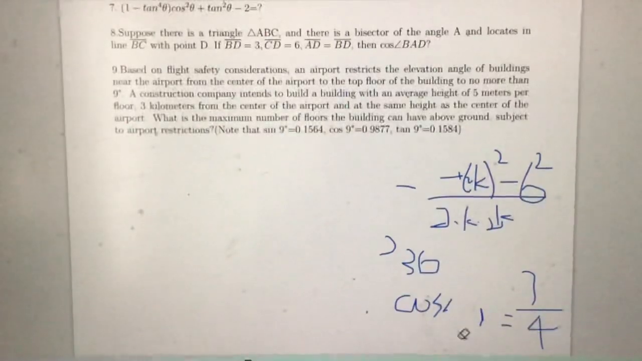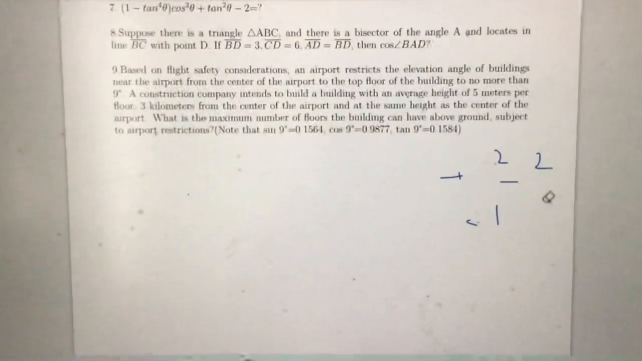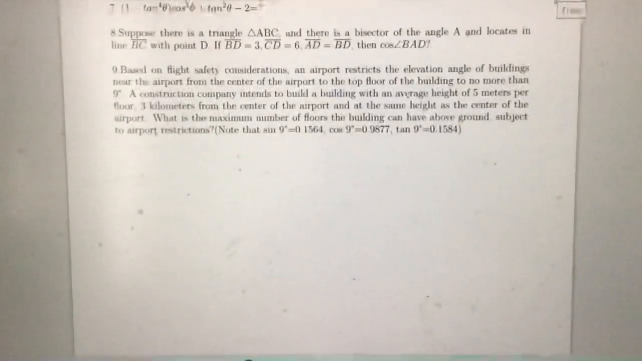Okay, next one is problem 9. So we, based on flight safety consideration, the airport restricts the elevation angle of the buildings near the airport, from the center of the airport to the top floor of the building, to no more than 9 degrees. And the construction company intends to build a building with an average height of 5 meters per floor and 3 kilometers from the center of the airport, at the same height as the center of the airport. So what is the maximum number of floors the building can have above the ground, subject to airport restrictions?